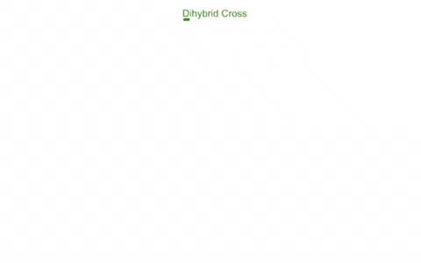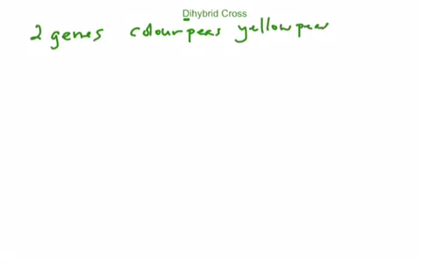So let's look at an example. Let's take the hypothetical example of the colour and the shape of pea seeds. Here we're going to be dealing with two genes. One gene will be for the colour of peas, of which there are two alleles, yellow and green. Yellow will be dominant, so yellow peas will be controlled by the big Y allele, and green peas by the little y, it's recessive.